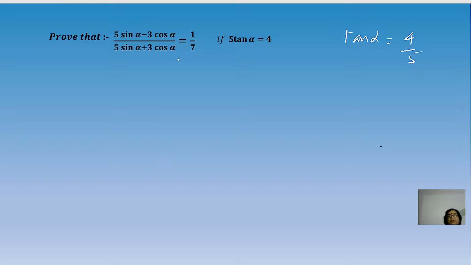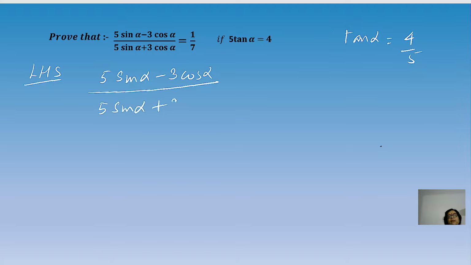But these types of questions can be done in a different way also, and very quickly they can be solved. Instead of finding the values of sine, cos, etc., we can take the left hand side, (5 sin alpha minus 3 cos alpha) divided by (5 sin alpha plus 3 cos alpha). We have taken the left hand side, so it's mandatory to write LHS over here. Now the numerator and denominator are both divided by cos alpha.